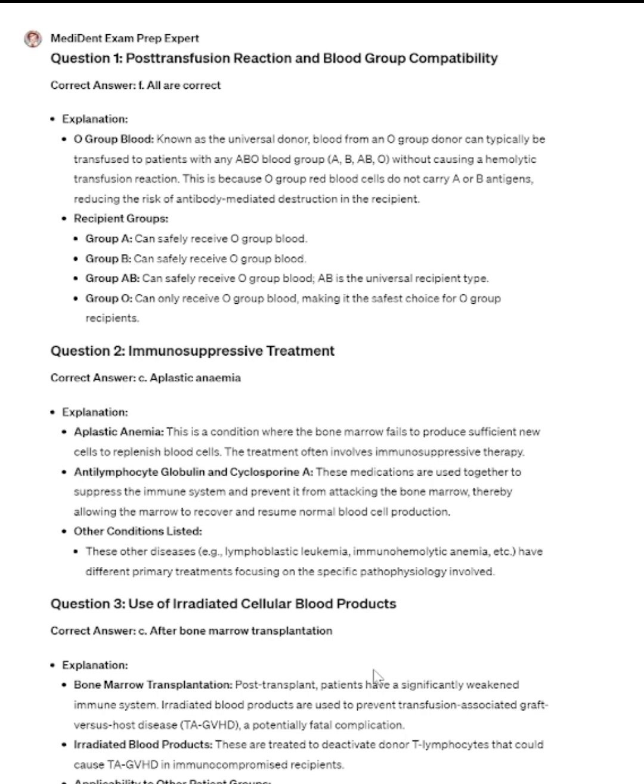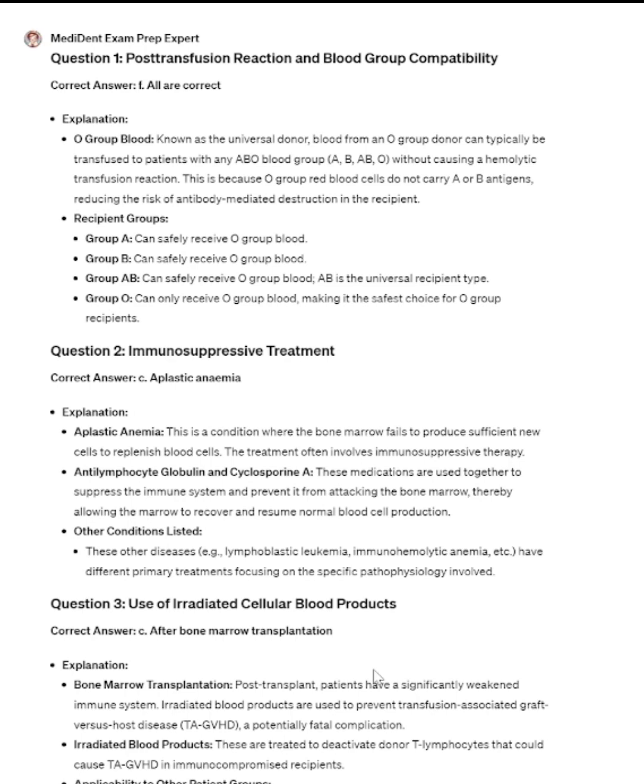Other conditions listed. These other diseases, e.g. lymphoblastic leukemia, immunohemolytic anemia, etc., have different primary treatments focusing on the specific pathophysiology involved. Question 3. Use of irradiated cellular blood products. Correct answer, C. After bone marrow transplantation.